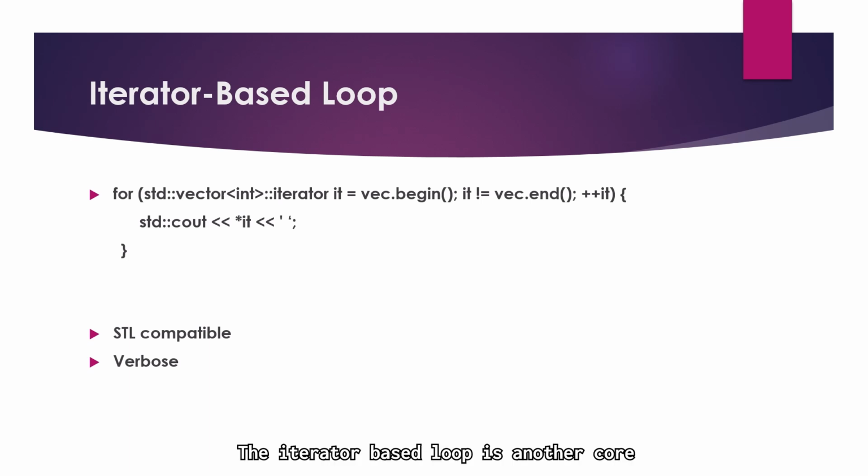The iterator-based loop is another core technique. Here we use vec.begin() and vec.end() to define the start and end of the range. This method is especially useful when combining loops with STL algorithms like erase, find, or insert. Though more verbose than the previous methods, it offers precise control and compatibility with the full power of STL. Be cautious with syntax and dereferencing. Small mistakes can cause major issues.